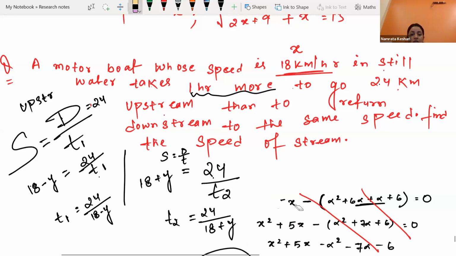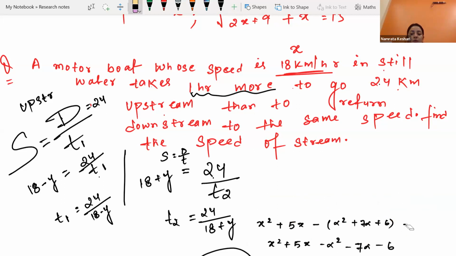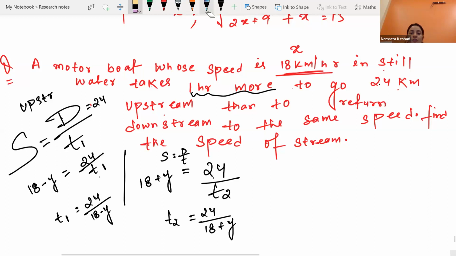ध्यान से सोचो. Think about it. When the speed is more, then the time will be less. When the speed is less, then the time will be more. Yes or no? In real life, that's how it works, right? More speed, less time. Less speed, more time. So in the upstream scenario we are having the less speed. This speed is lesser than this speed.